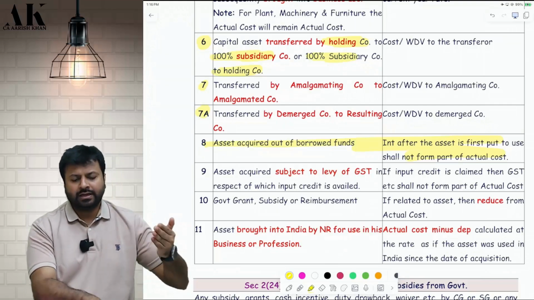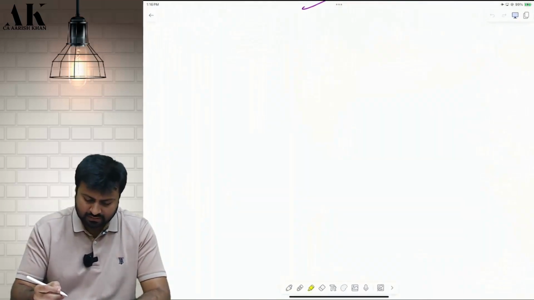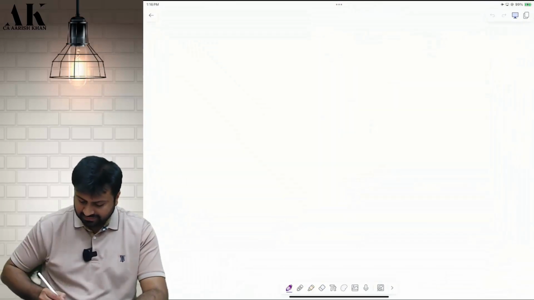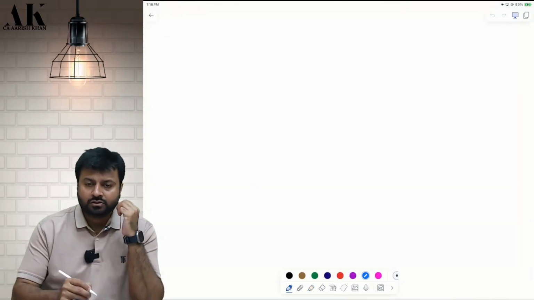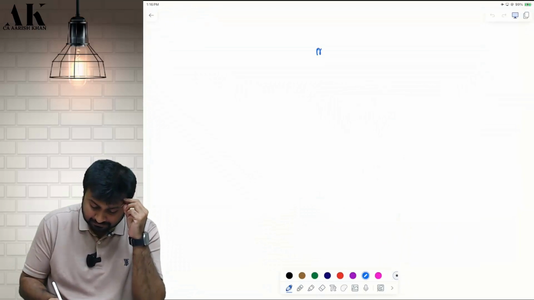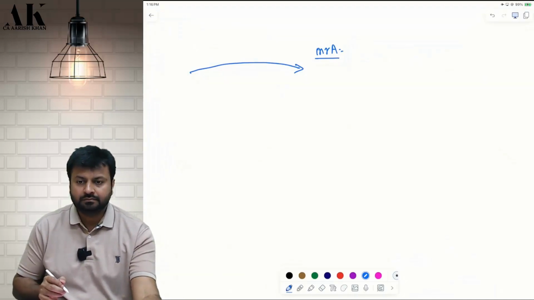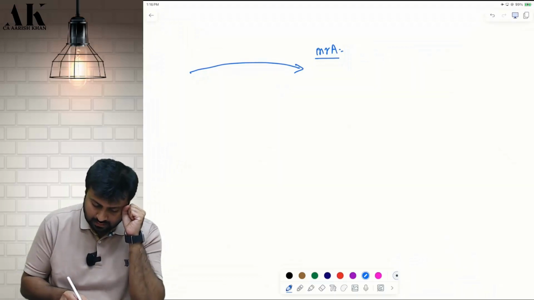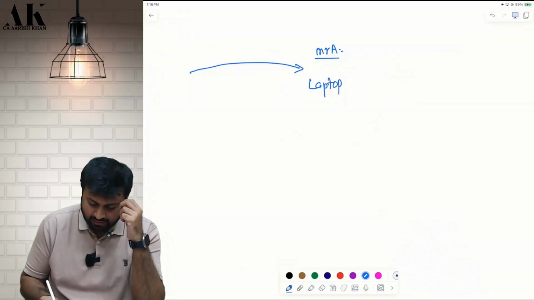Now, explanation 9 is a new one for us, and it is important also for the exams. So pay attention, please. Explanation 9 is with respect to GST credit. So suppose I am Mr. A, and suppose I bought a laptop, for example, of 1 lakh rupees.